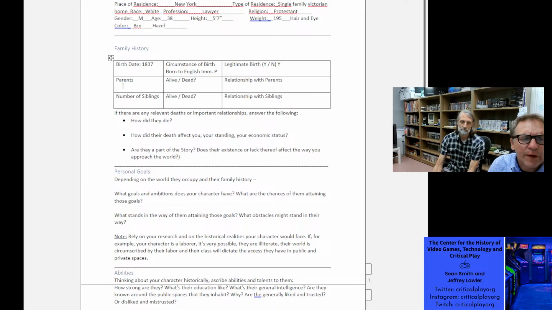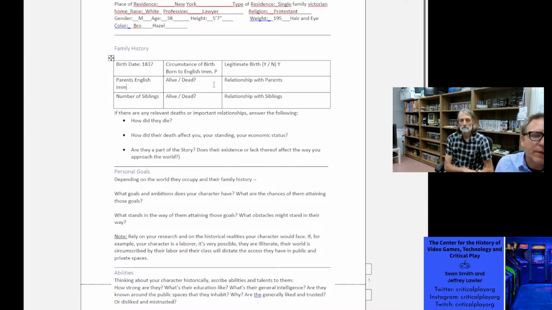Parents, I think in this instance, are we actually trying to name those parents? If the circumstances were that he was born to English immigrants, we could say that. If they want to name them, they could. Not all the questions have to be answered, and there are places where they might not be able to answer them. Would all of your characters know of their birth, and whether or not they had a legitimate birth? I guess that's right.